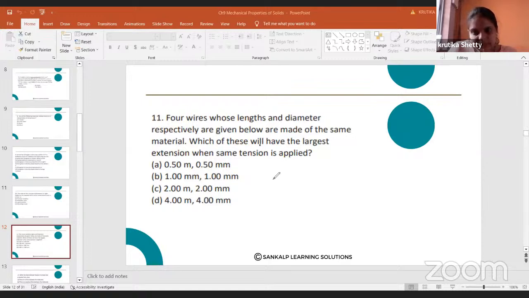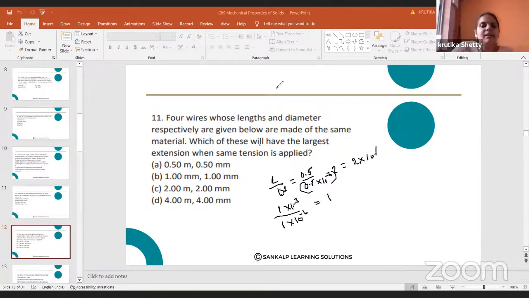It is L by D square. First one you calculate: 0.5 upon 0.5 millimeter, we have to take it in meters, it is 10 raised to minus 3, whole square. If you simplify this, we are getting 2 into 10 raised to 6. Then similarly for the next one, it is 1 into 10 raised to minus 3 divided by 1 into 10 raised to minus 3, whole square. If you simplify this, we are getting 1.